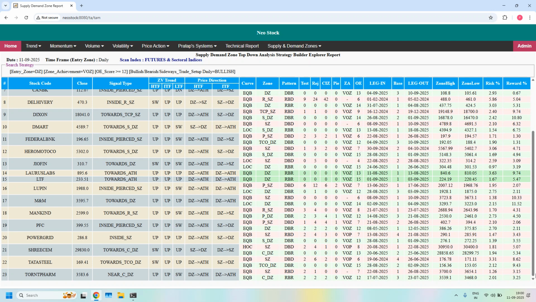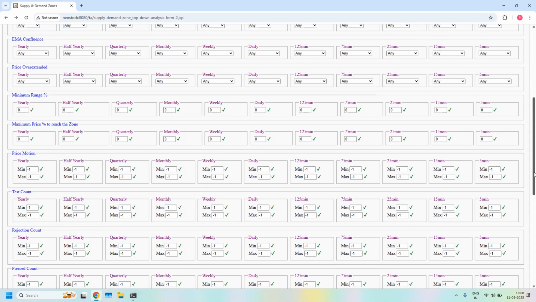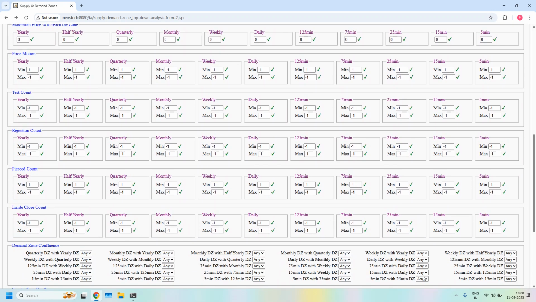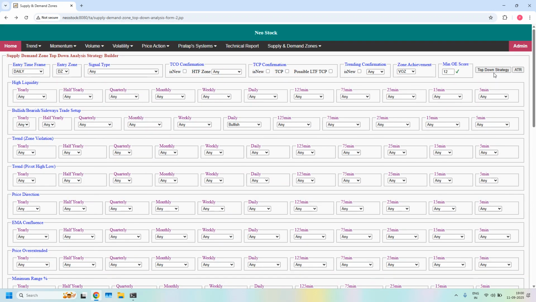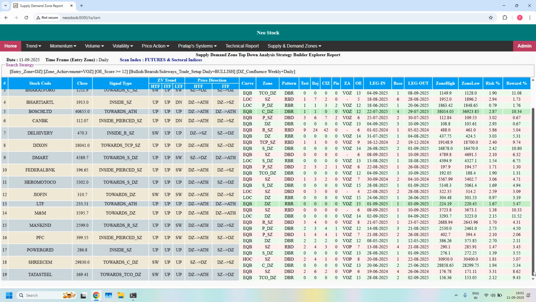We can further filter based on high probability zones. First, daily and weekly demand zone confluence for all the 23 stocks. Now the list is reduced. First 16 stocks in the list. Scrolling the list, total 19 stocks are filtered. Daily and weekly zones are overlapped.